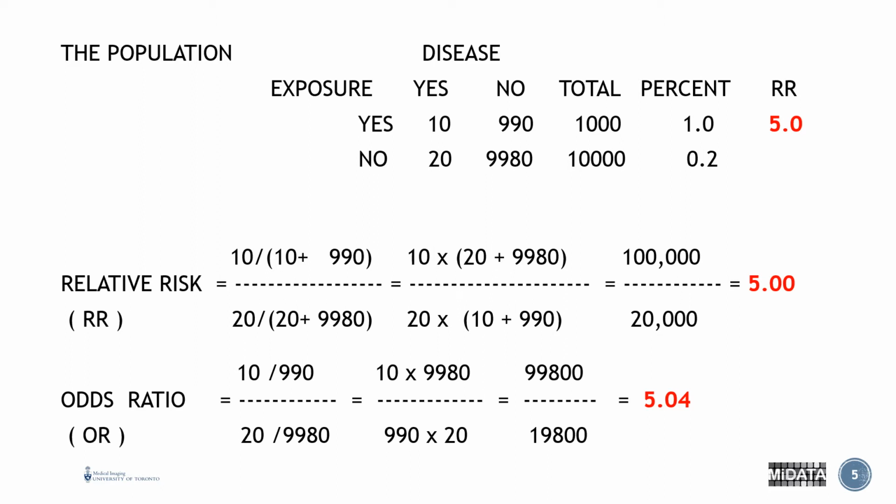So here's an example with numbers. If you look at here, we have our A and C. So the people in the population who have the disease and who are exposed, and the people in the population who had the disease and who were not exposed, are quite small. So the prevalence is very low in the population for those who have the disease. In this case, when you calculate the relative risk, it's 5, and when you calculate the odds ratio, it's 5.04, which are very, very close.